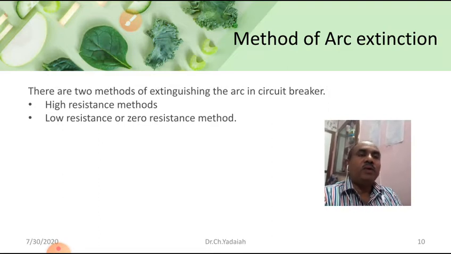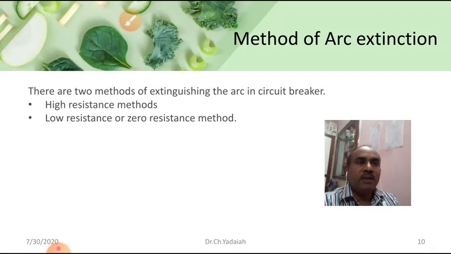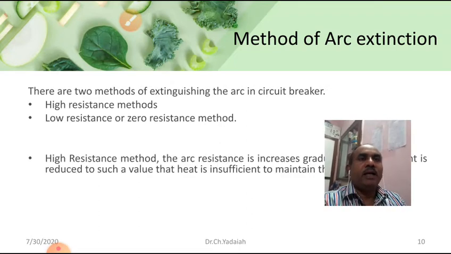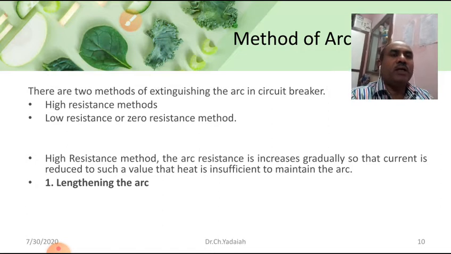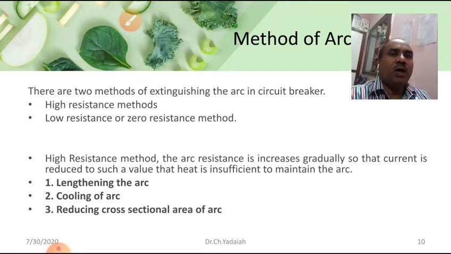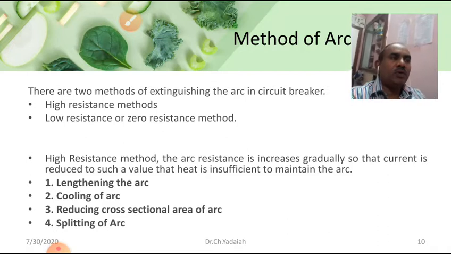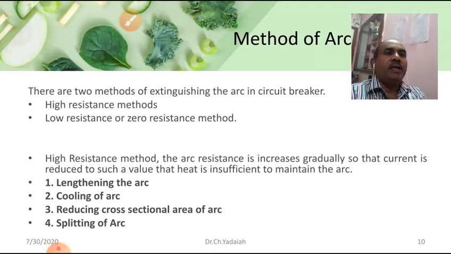Now how are we going to nullify that one? Last class we have seen that an arc can be quenched by the high resistance method and the low resistance method. In the high resistance method, we use lengthening of the arc, cooling the arc, reducing the cross section of the arc, and splitting the arc to nullify the arc very quickly. This is the process in the high resistance method.